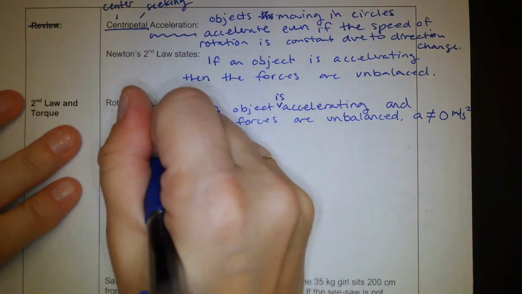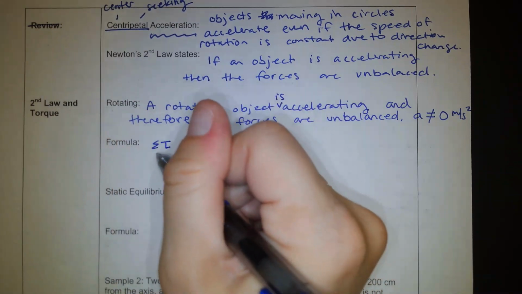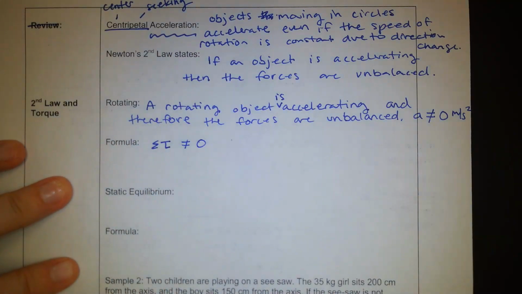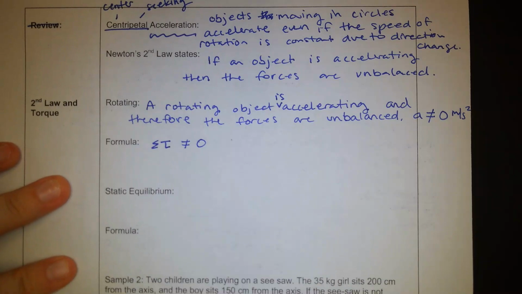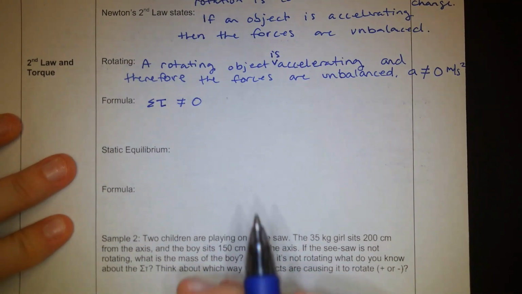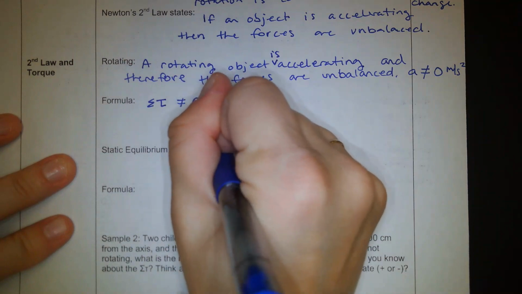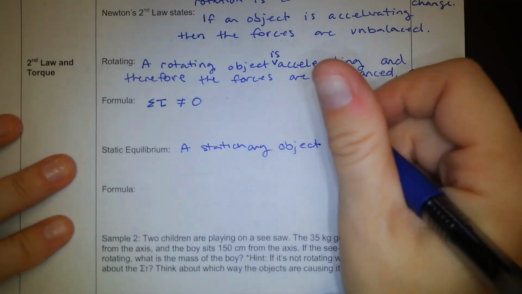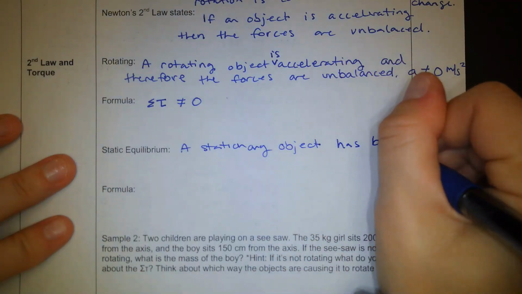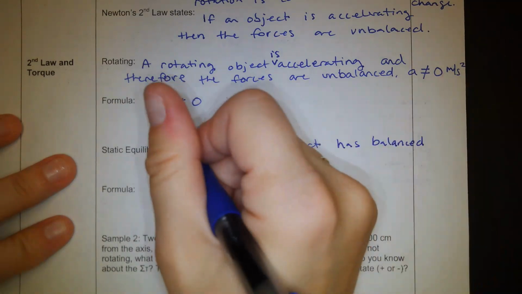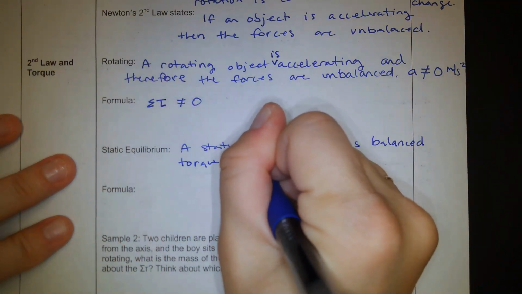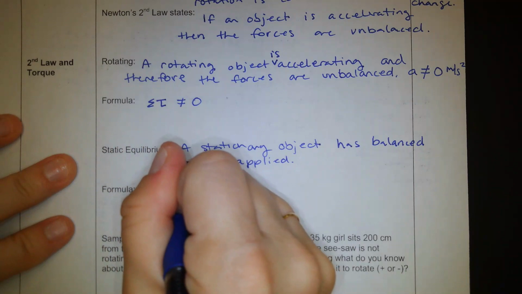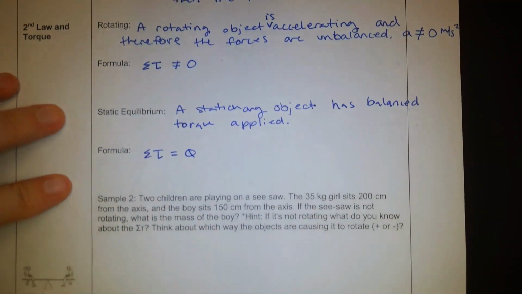Okay, formula. If I talk about the sum of torques, my net torque would not be equal to 0. Kind of like my net force would not be balanced, my net torque would not be balanced in rotating objects. Static equilibrium, which is a stationary object, something that's not rotating, has balanced torque applied. So if we balanced out that seesaw on both sides, it wouldn't rotate, and the net torque in that case would be 0.